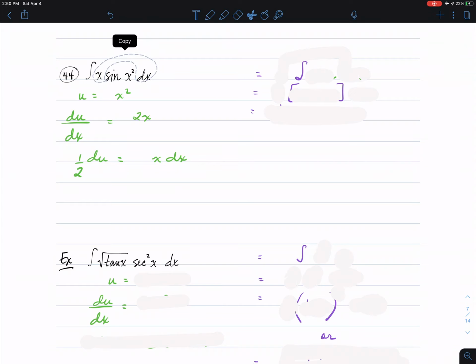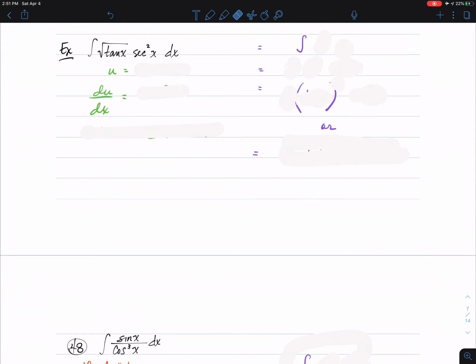All right, so we'll come over and start our substitution. The x and the dx piece is going to be replaced with a 1/2 du. And then just the x squared piece will get replaced by my u. So I have 1/2. The integral of sine is negative cosine. Don't forget your constant. And then plug your x's back in. So negative 1/2 cosine of x squared plus the constant.